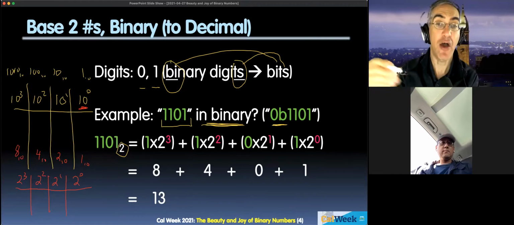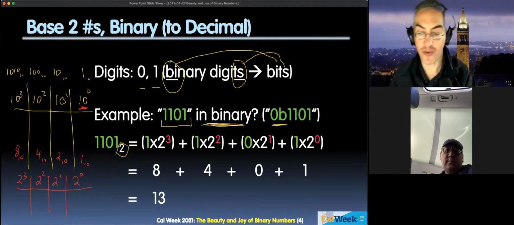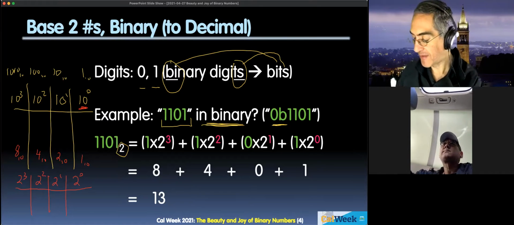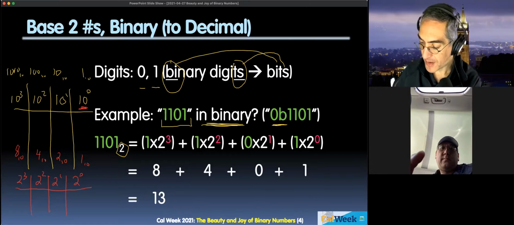You can play a game. How high can you go? Compete with your friends. 128, 256, 512, 1024, 2048. It's kind of a fun thing. See how far you can go. All right. And then I write my number.